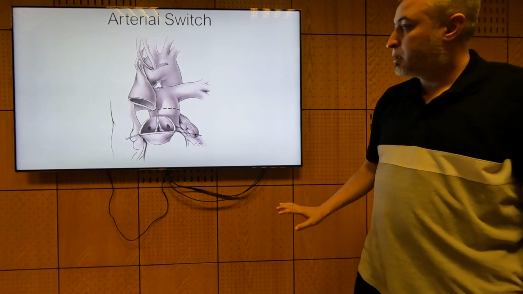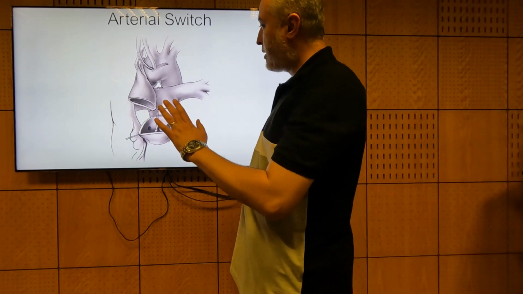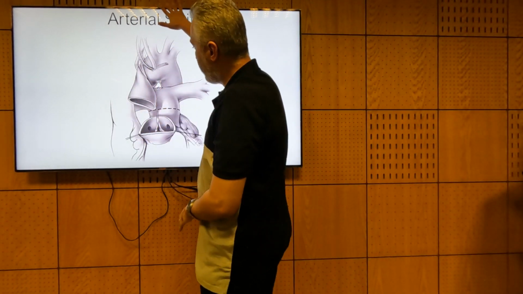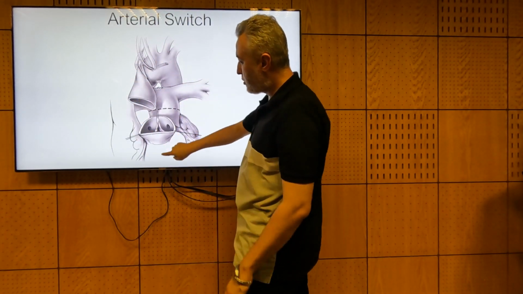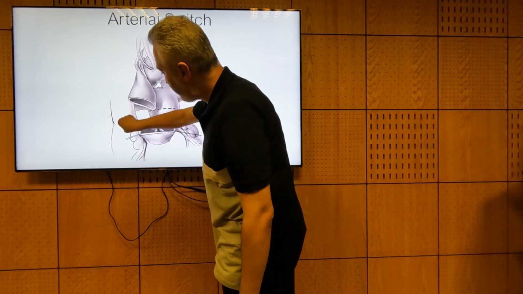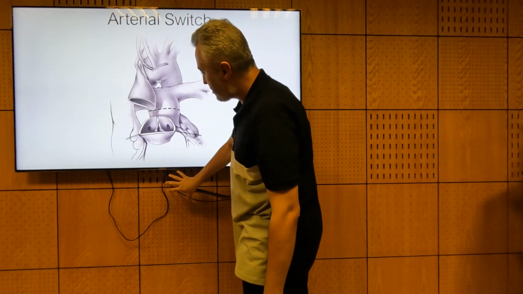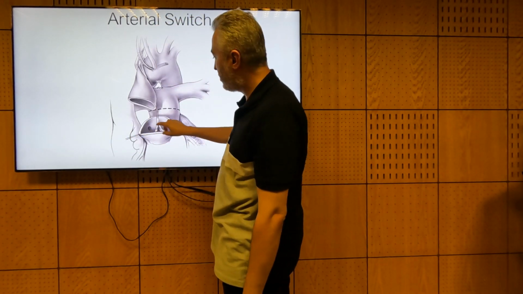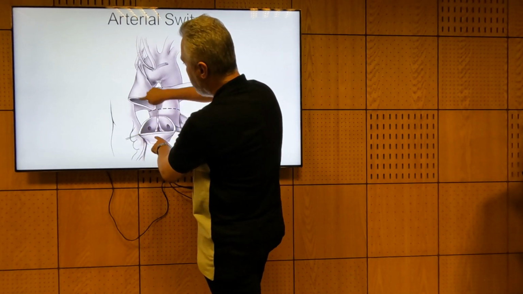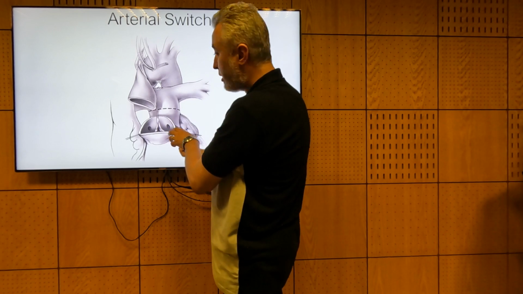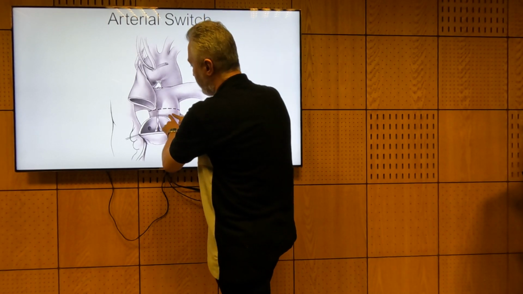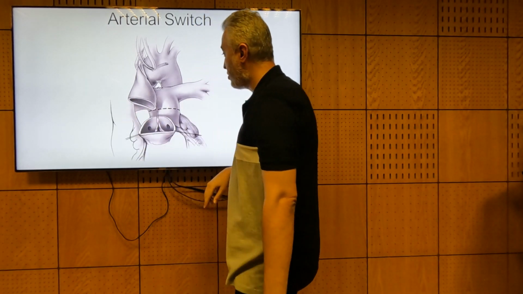So now we're looking as if from the front. This is the head, the feet here, right and left, and we're looking from the front. This is SVC, IVC giving the right atrium. Here is the right ventricle giving the ascending aorta. You can see coronaries coming here. This is the rest of the ascending aorta. While the posterior ventricle, the left ventricle, gives the pulmonary root, pulmonary arteries, and PA branches.